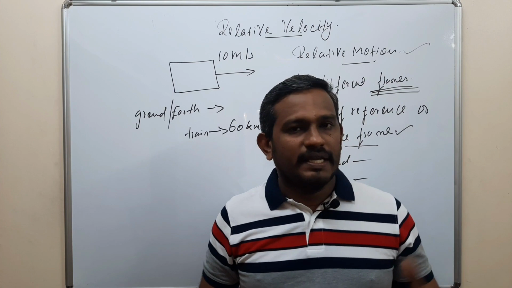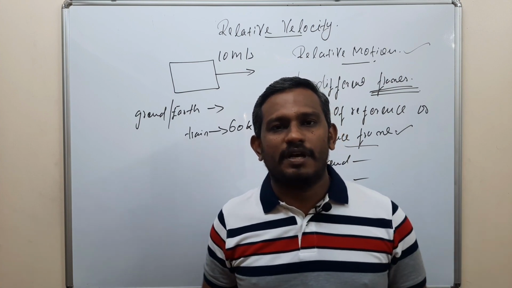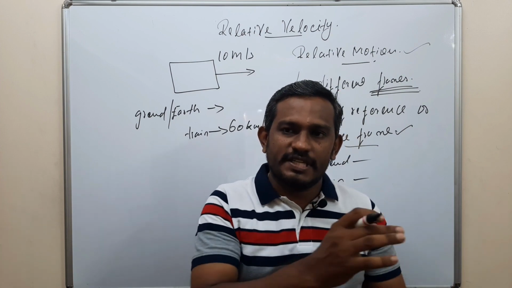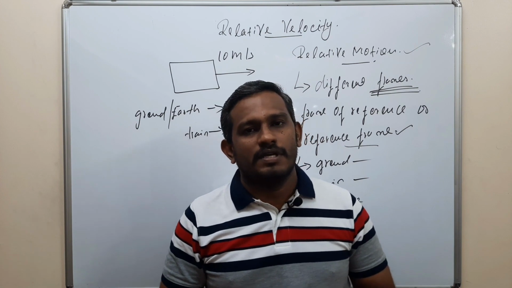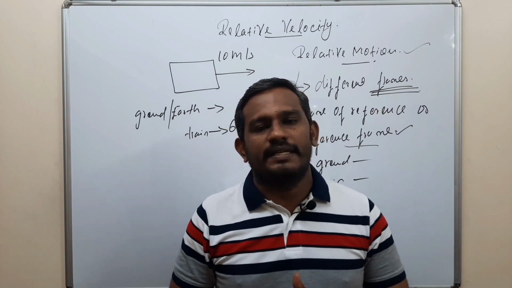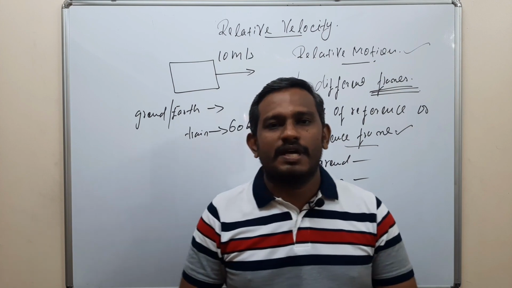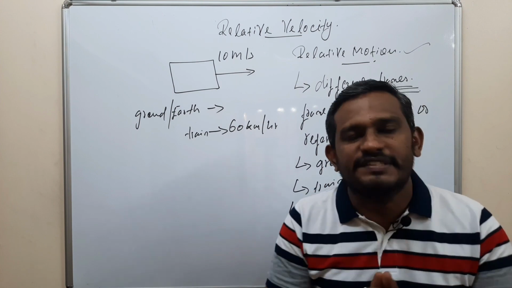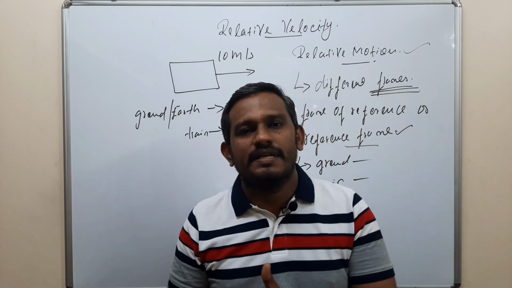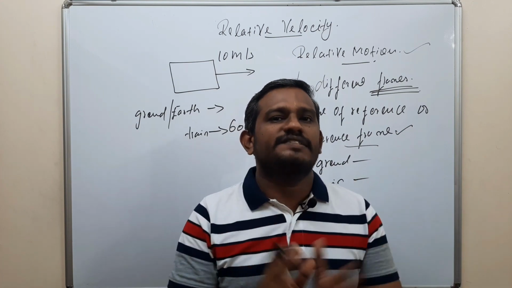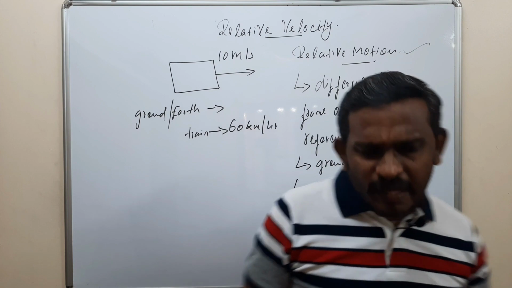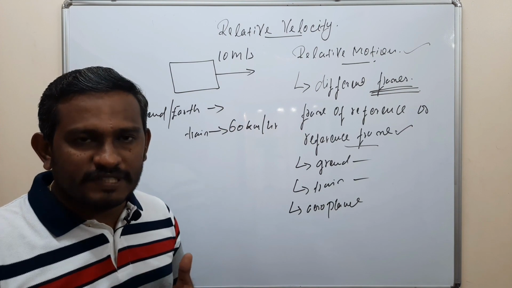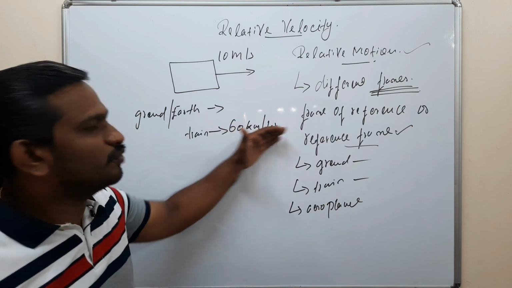A passenger sitting inside the train is moving with 60 kilometer per hour, and a person standing on the platform is watching the train. So he feels that the passenger is moving with 60 kilometer per hour. Suppose the observer gets into the train, sits with the passenger, and observes the passenger. What is the speed of the passenger? That is 0. He feels that the passenger is at rest. So in the first case, the frame of reference is ground, and he feels that the passenger is moving with 60 km per hour.